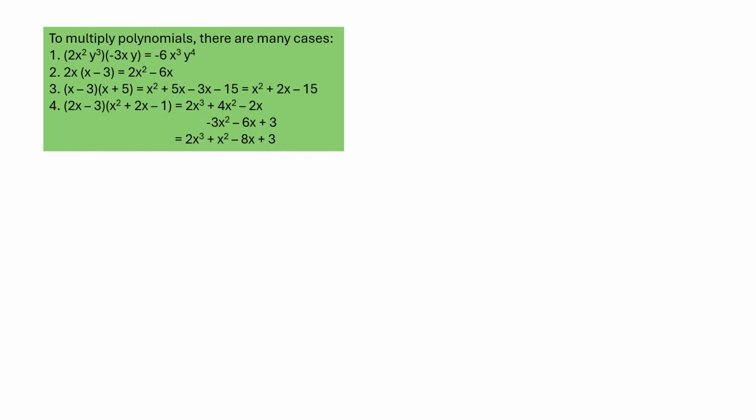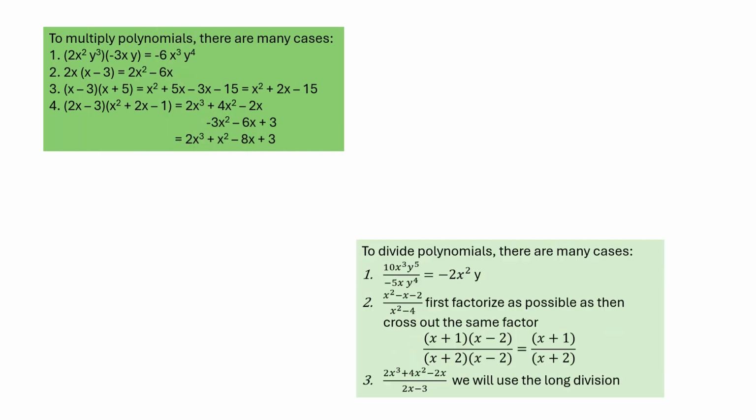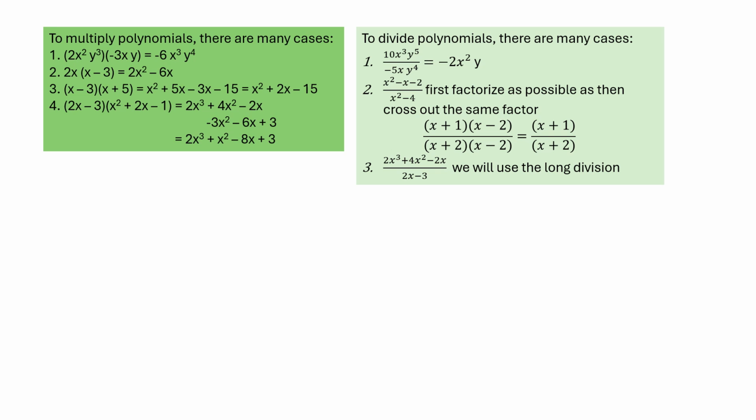To multiply polynomials, there are many cases, like term times term. As you see, 2x squared y cubed times negative 3x times y. So 2 times negative 3 will be negative 6. You multiply the coefficients. Then x squared times x will be x cubed. y cubed times y is y to the power 4.